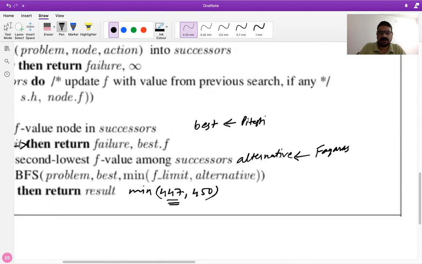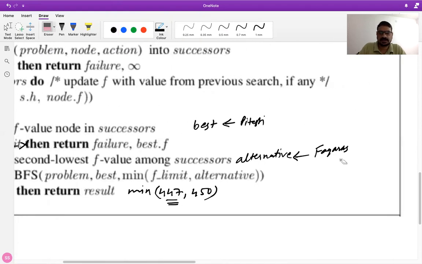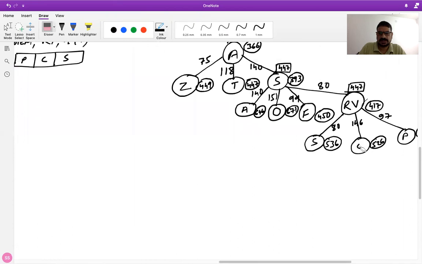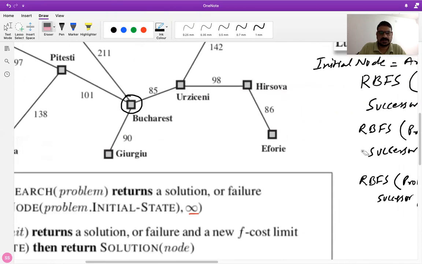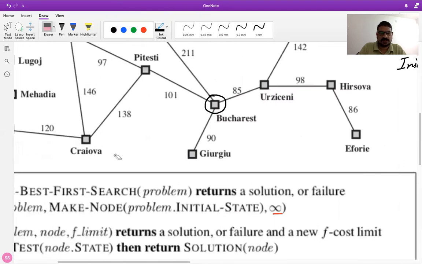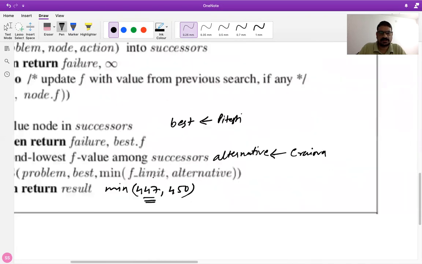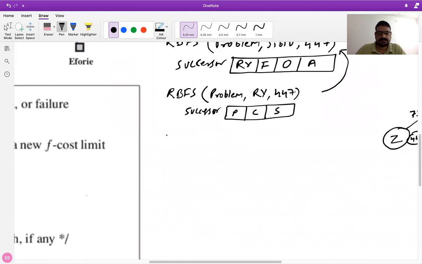Then what is the alternative? What is the alternative path here? It has T. This one is the alternative path, which is C for Sarajevo. It is my alternative path. Now we'll call the RBFS with the problem, and the best is Pitesti. And what is the F limit here?